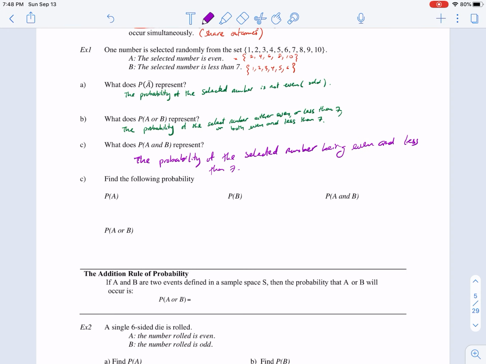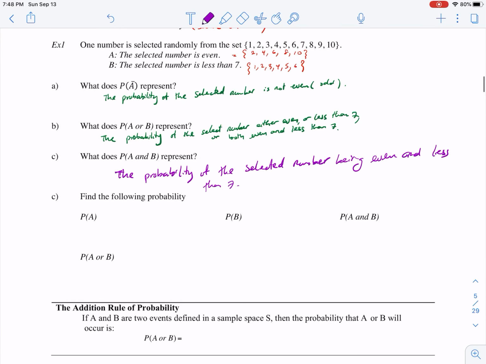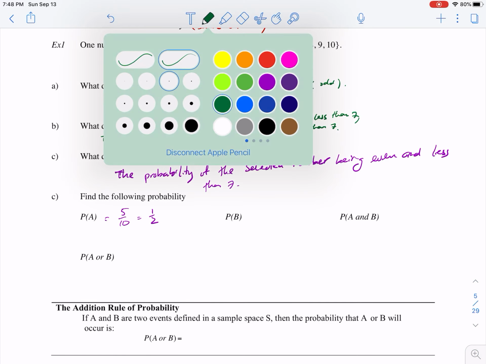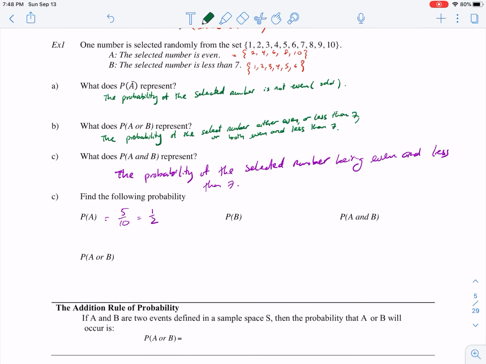What is the probability of event A? Well, there are 5 choices for A, so that's 5 out of 10 possible choices, so that's 1/2, right? For the probability of event B occurring, there are 6 different numbers that can be less than 7, so that's 6 out of 10, which is 3/5, right? And what is the probability of events A and B occurring at the same time? How many possible numbers can be selected that are even and less than 7? There's 2, 4, and 6, so that's 3 out of 10, right?